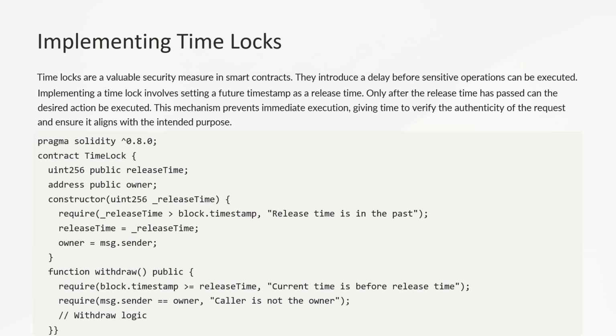The withdraw function can be called by the owner to withdraw funds. It also checks that the current time is at or after the release time using require. It then checks that the caller is the owner using require msg.sender equals owner. This contract ensures that funds can only be withdrawn by the owner after the specified release time.